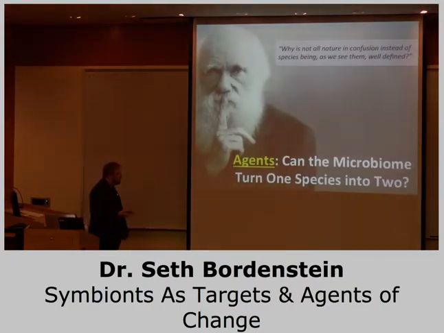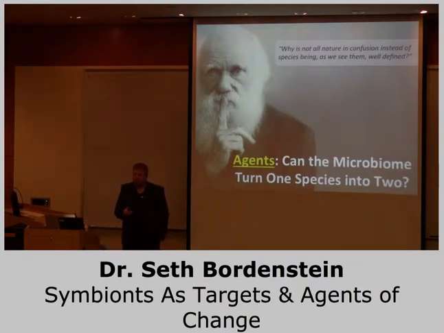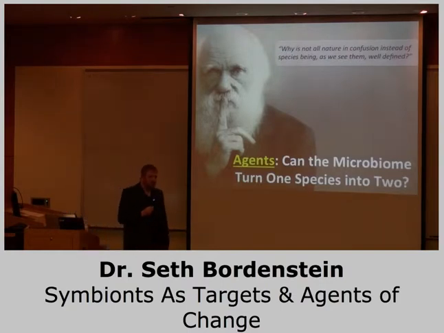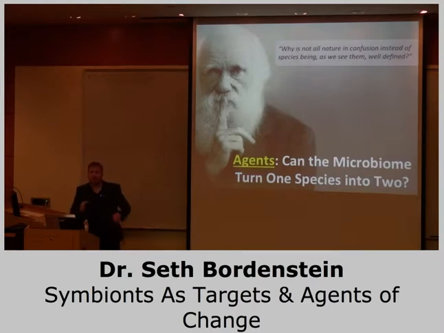Okay, so let's start with agents. Can the microbiome turn one species into two? And it's always good to go backwards to our leaders, our luminaries. Darwin himself, when writing The Origin of Species, didn't exactly have all the points down on how a new species arises. In fact, he left that question to future biologists. He was excellent at understanding how varieties form, how competition breeds new varieties. But he also wondered, how is it that we get these varieties to form well-defined clusters of new species? What are the traits that drive that? What are the evolutionary pressures that drive that?